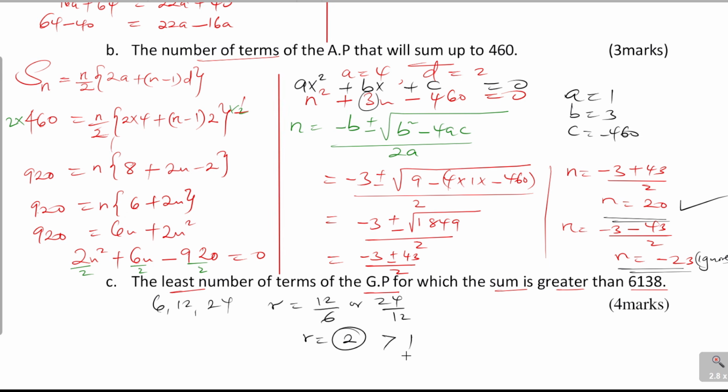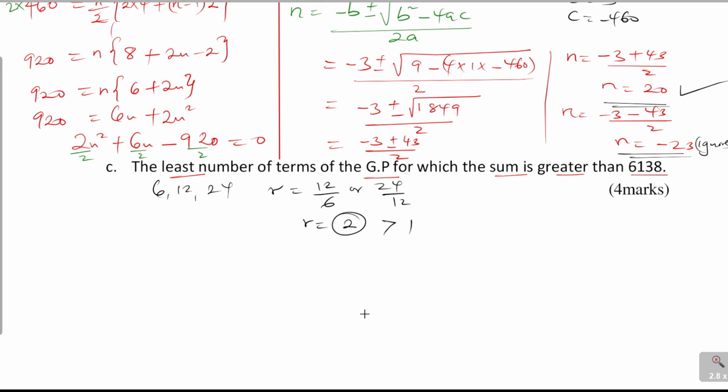That means it is greater than 1. So if it is greater than 1, this is the formula that you're going to use. The formula that we shall use here is this one. So the sum of a number of terms n over GP will be given by a, which is the first term, times r to the power n, that is the common ratio, subtract 1, then divided by r subtract 1. That is when the common ratio is greater than 1.